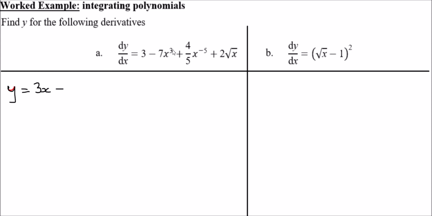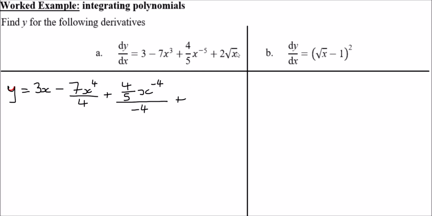This one, increase the power by 1. 3 becomes 4. Divide 3 by that new power. This one here, it doesn't matter if it's too messy to begin with, you can always neaten it up in the next step. Increase the minus 5 by 1, make it a minus 4. And then divide through by minus 4.